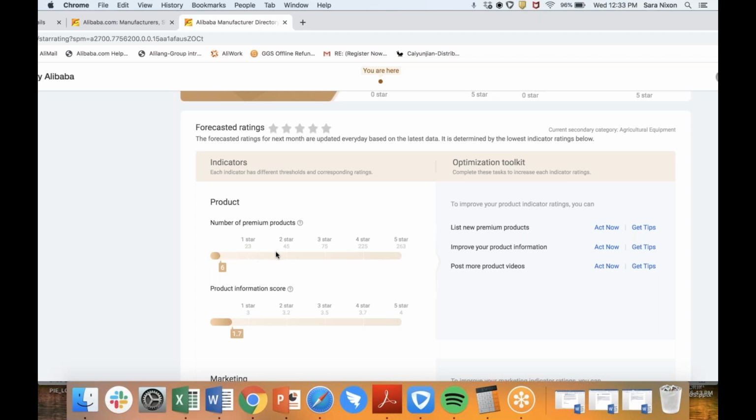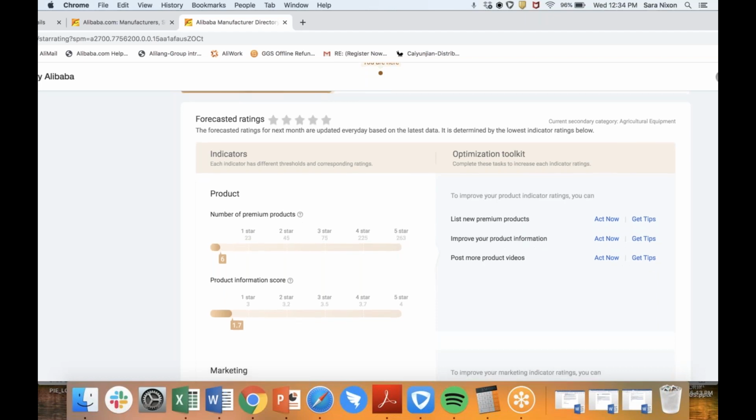And you can see with each level exactly where you need to go to get to that next star. So if I wanted to be a 5-star in this particular category, it would be up to me to add up to 200, basically 260 products to be a 5-star in this particular indicator.